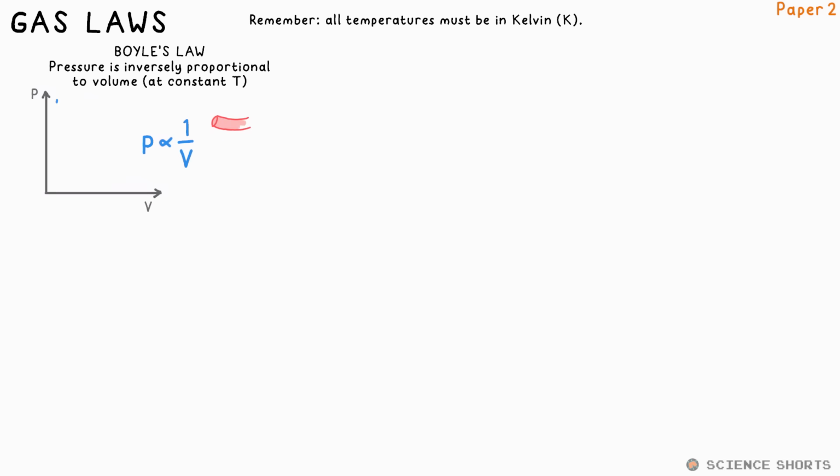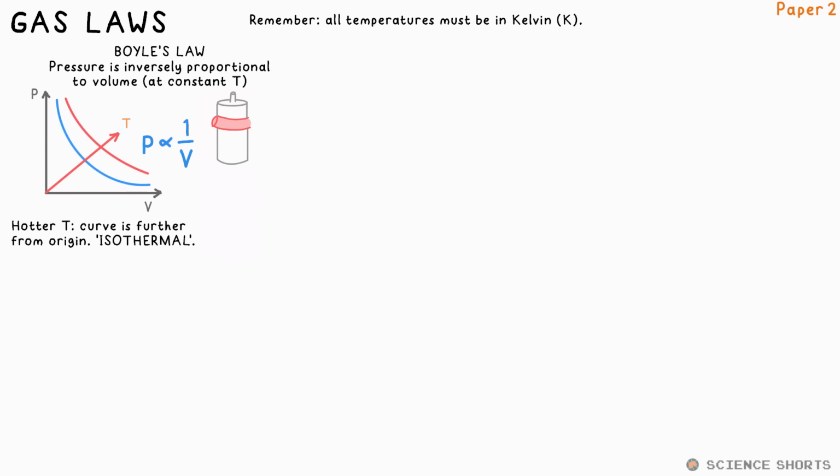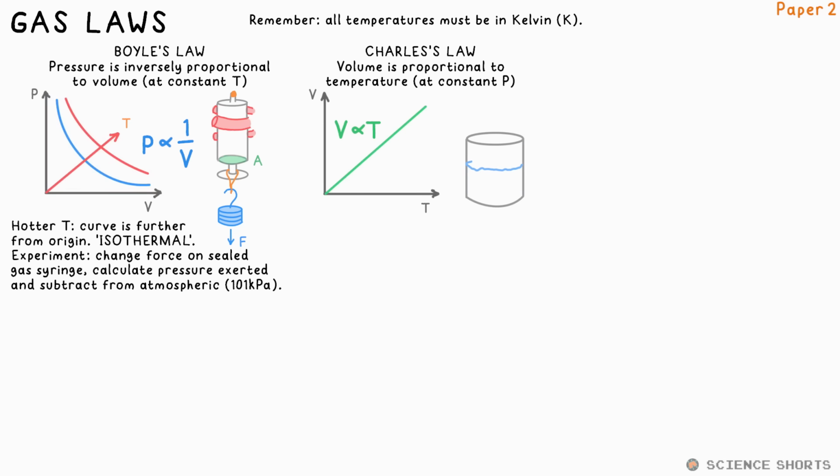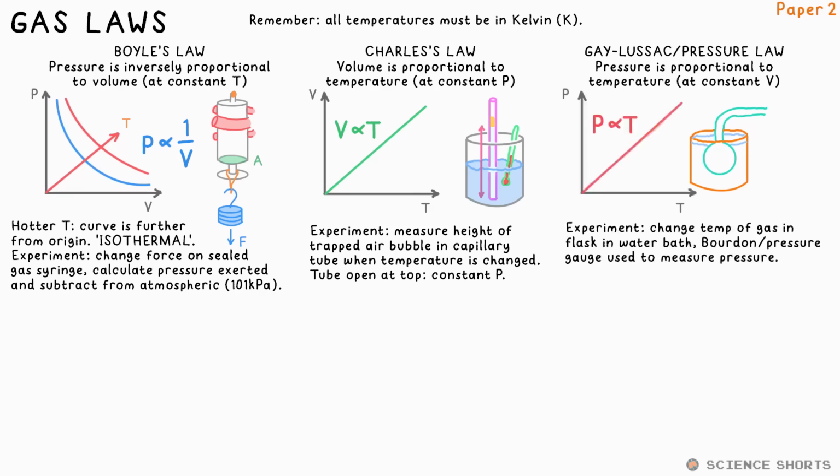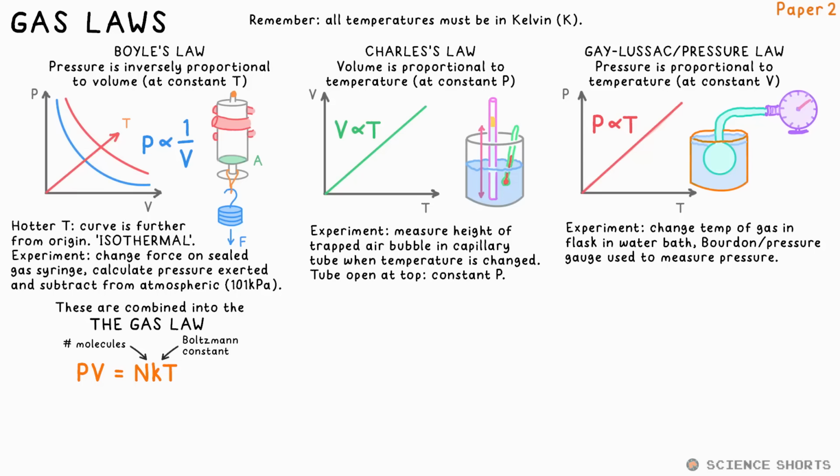This is Boyle's law. Pressure is inversely proportional to volume at a constant temperature. We call this an isothermal change. Charles's law is this: volume and temperature are proportional at a constant pressure. The pressure law, also known as the Gay-Lussac law: pressure is proportional to temperature at a constant volume. Combining these three laws, we can say that PV is proportional to T.